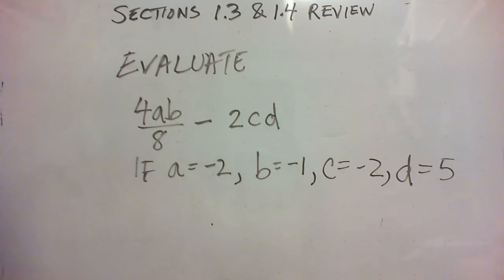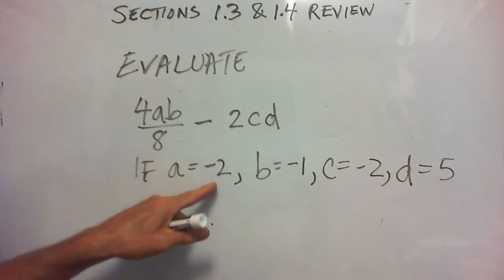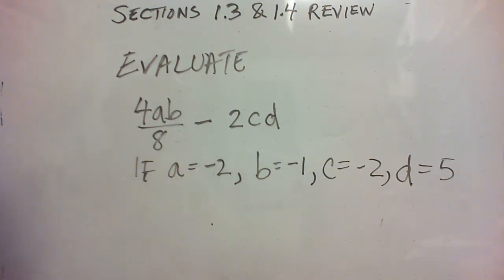Our next problem is like number 2, the homework. Evaluate 4ab over 8 minus 2cd if a is negative 2, b is negative 1, c is negative 2, and d is 5. So plug in those values and see if you can get the correct value for this expression.